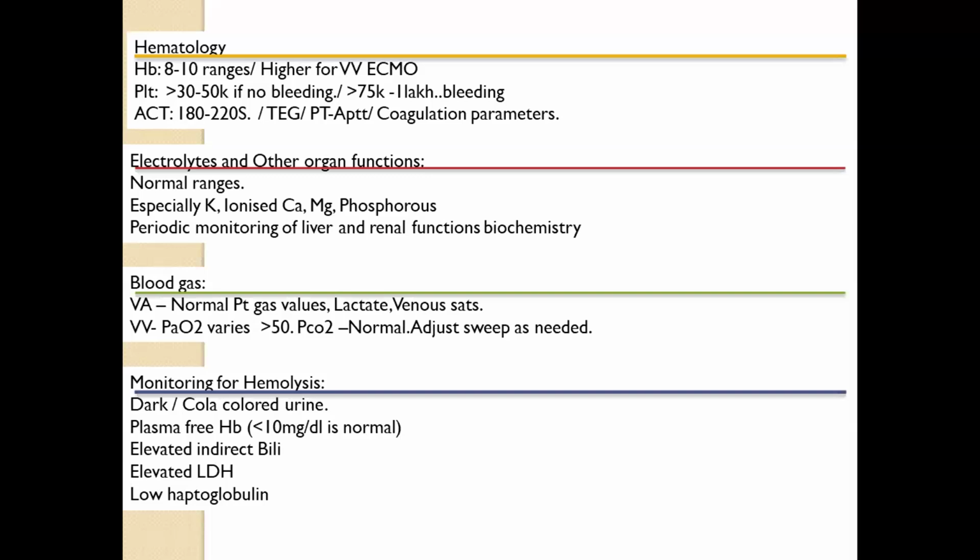Whenever we have a dark or cola-colored urine, look for plasma-free hemoglobin. If it is less than 10, it is normal. If it is high and elevated, think about hemolysis. We may have to reduce the flows. We may sometimes have to change the oxygenators if nothing is working, because that usually happens because of excessive flow or because of clots in the oxygenator that are causing the hemolysis. Sorry.